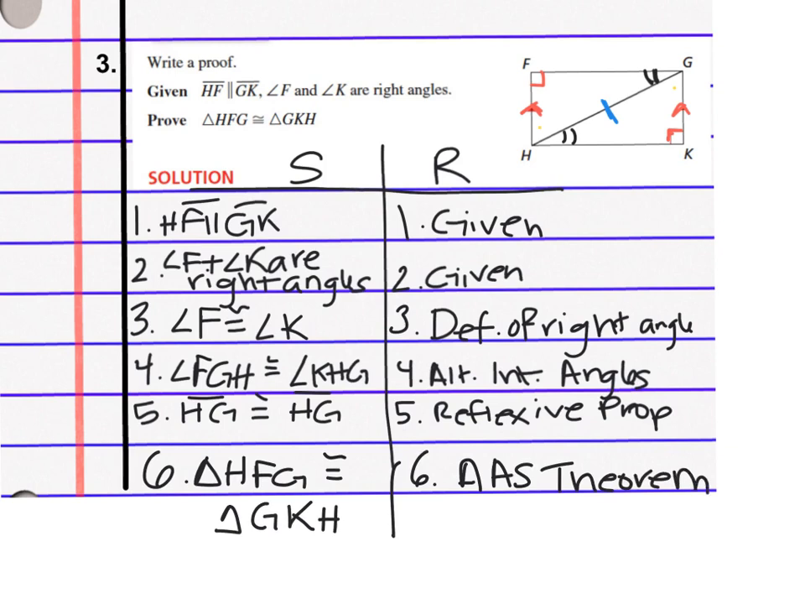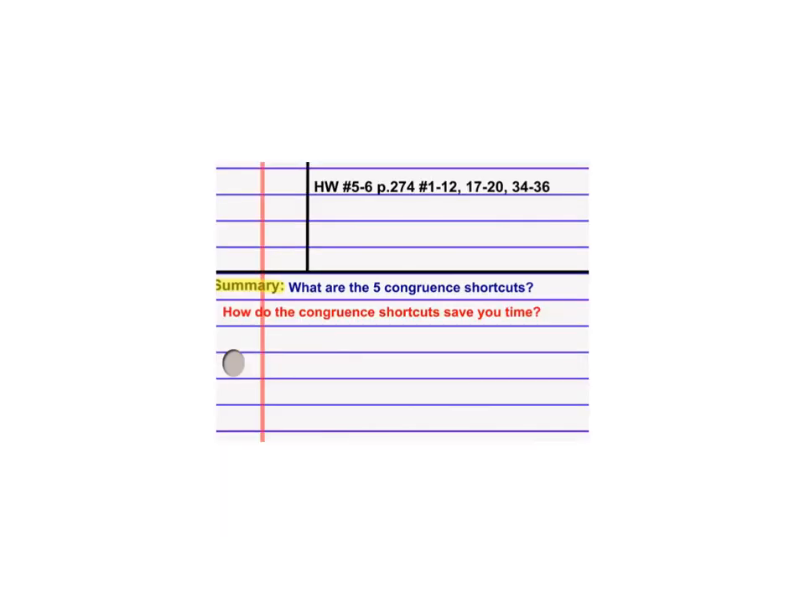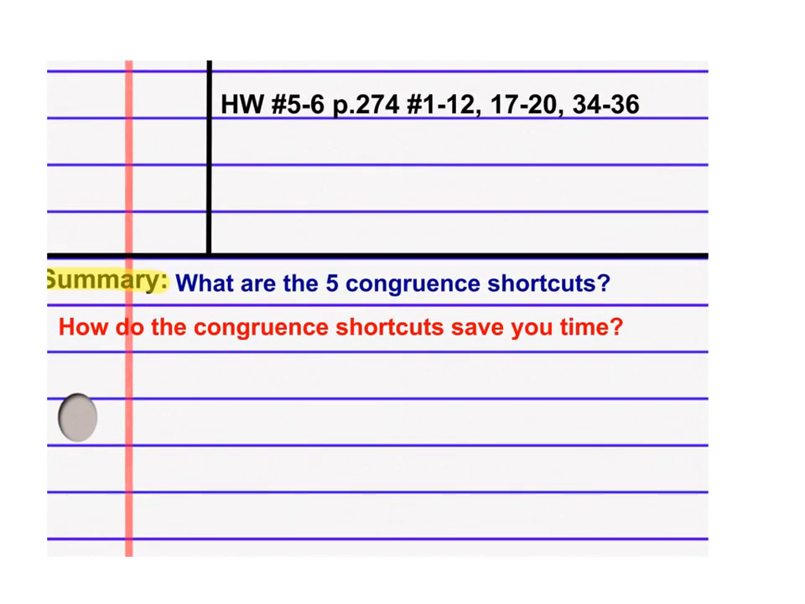Okay, so pause the video if you need more time. Lastly, the summary. What are the 5 congruence shortcuts? So go back at your notes, look at your video. What are the 5 shortcuts? How do they save you time? If you think back to earlier in chapter 5 when our proofs were like 10 lines because we had to list all 3 pairs of sides and all 3 pairs of angles, the shortcuts all involve only 3 things. A side, an angle, a side, 3 sides, so they definitely are shortcuts.